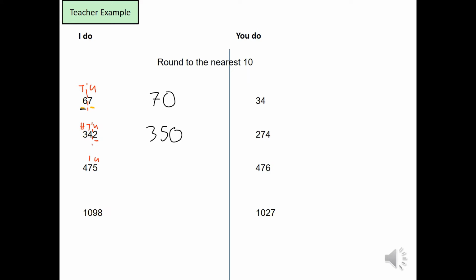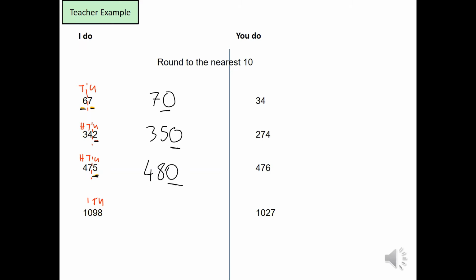Okay, the next one. We have units, tens, hundreds. We have a look at the column next to the tens, which is the units column, because we are rounding to the nearest 10. Is that a 5 and above? Yes, it is. So we're going to round that 7 up to an 8. And that becomes 480. Don't forget, you should see a similar pattern here: once we round up or round down, the column next to the one we are rounding becomes a 0. So if we're rounding tens, the units column becomes 0.